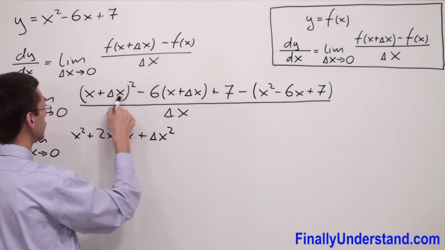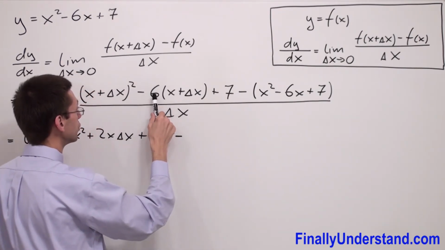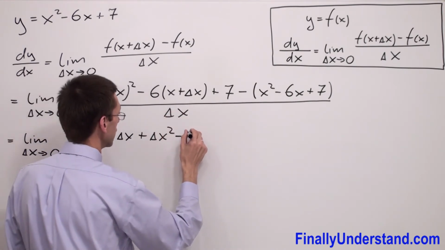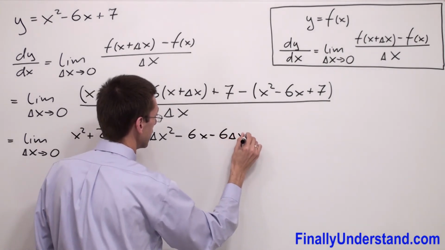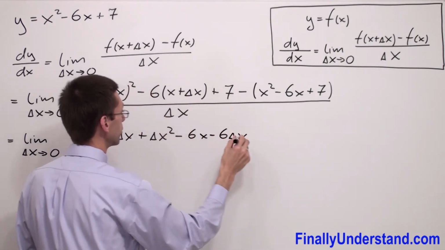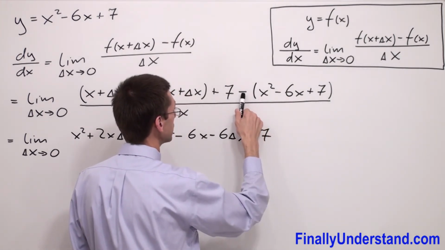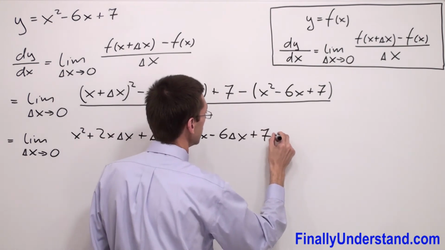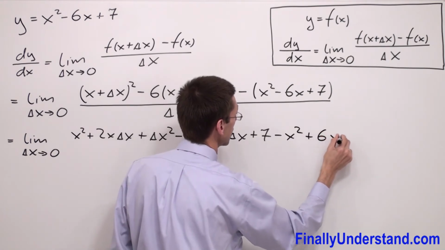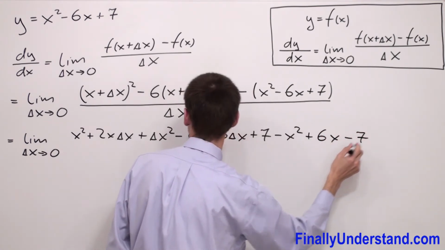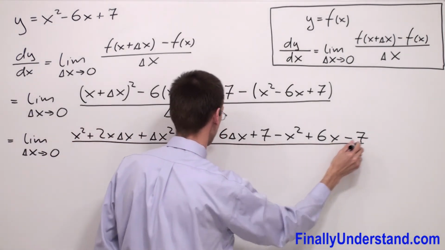Okay, we've finished with this part of the numerator. Minus, next we have to distribute 6 into the parentheses. So I have 6x minus 6 delta x. Okay, we're finished with this part. Plus 7. Next we're supposed to distribute this negative into the parentheses. I have negative x squared plus 6x minus 7. Everything over delta x.